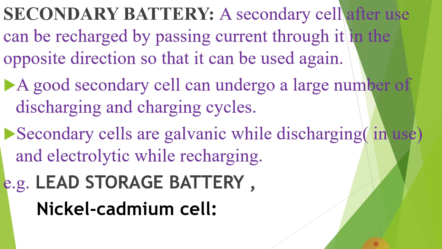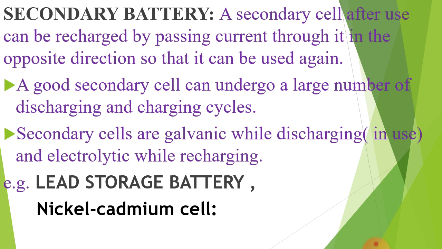Now secondary batteries. A secondary cell after use can be recharged by passing current through it in the opposite direction so that it can be used again. Those batteries which can be used again and again are known as secondary batteries. A secondary battery can undergo a large number of discharging and charging cycles.